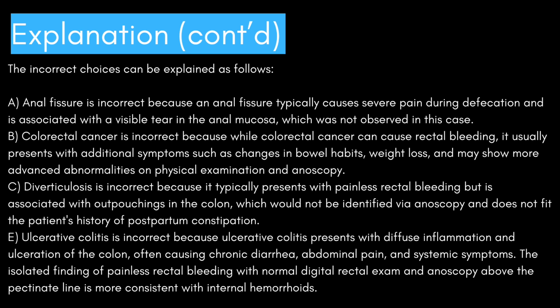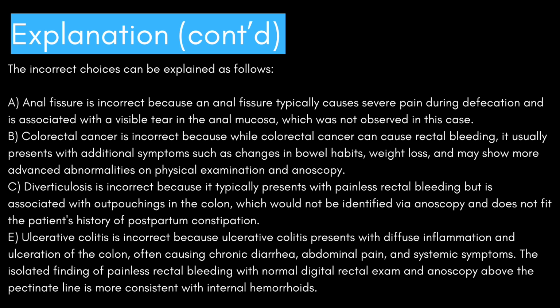The incorrect choices can be explained as follows. A. Anal fissure is incorrect because an anal fissure typically causes severe pain during defecation and is associated with a visible tear in the anal mucosa, which was not observed in this case. B. Colorectal cancer is incorrect because while colorectal cancer can cause rectal bleeding, it usually presents with additional symptoms such as changes in bowel habits, weight loss, and may show more advanced abnormalities on physical examination and endoscopy.